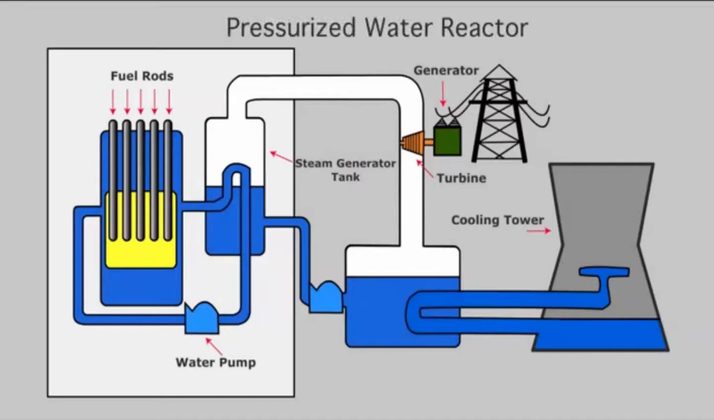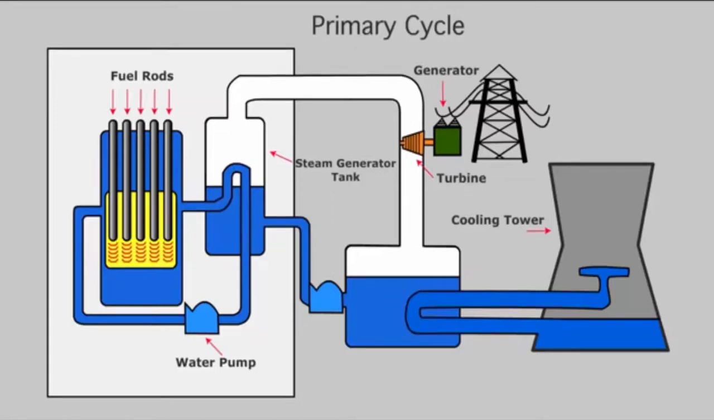A nuclear power plant has a nuclear reactor which uses uranium-235. In a nuclear reactor, the uranium fuel is assembled in such a way that a controlled fission chain reaction can be achieved. The heat created by splitting the uranium-235 atoms is then used to make steam, which spins a turbine to drive a generator producing electricity.